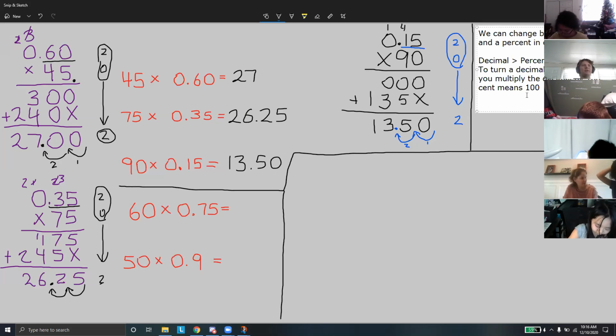So let's do an example. How do I turn the decimal 0.75 into a percent?